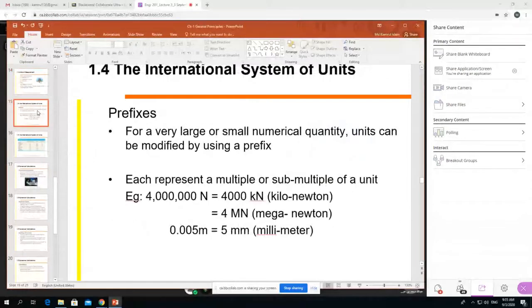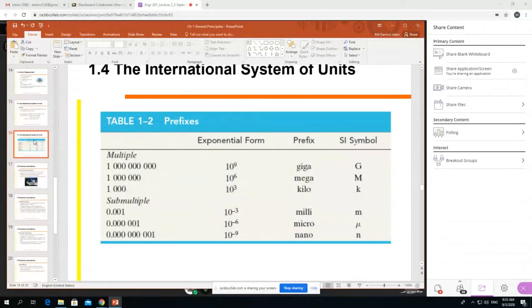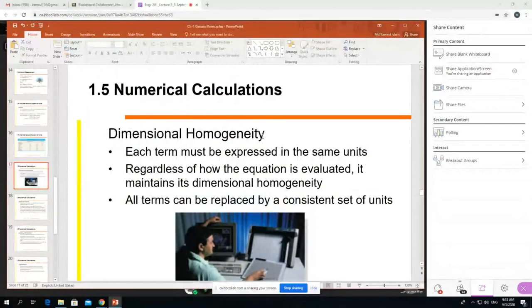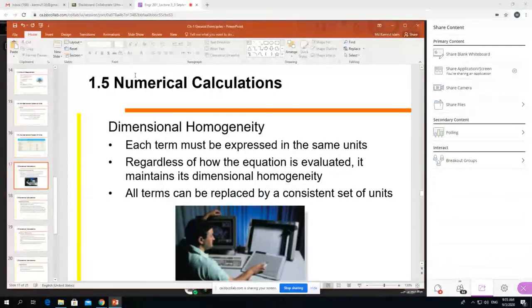Yesterday we stopped somewhere here, using prefix. Last class we learned how to write down the large number in a short form like mega, giga, kilo, and the small number in the short form are milli, micro, nano. Then the new thing is here, numerical calculation. Still we are doing the introduction. So numerical calculation for dimensional homogeneity.